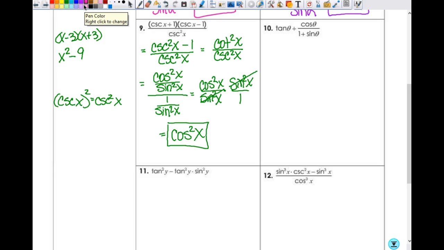Okay, let's look at number 10. This 1 plus sine theta in the denominator, can I replace that with like cosine theta? No, because there's no squared, so be careful with that. So there's not a Pythagorean anything here. So I'm thinking I'm going to need to go ahead and make this into the quotient. So we're going to make this sine theta over cosine theta plus cosine theta over 1 plus sine theta.